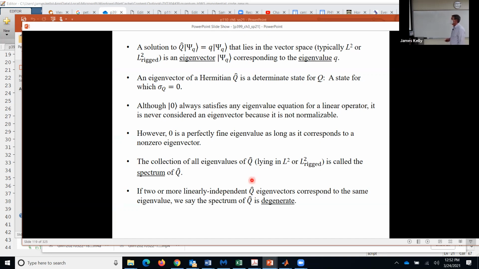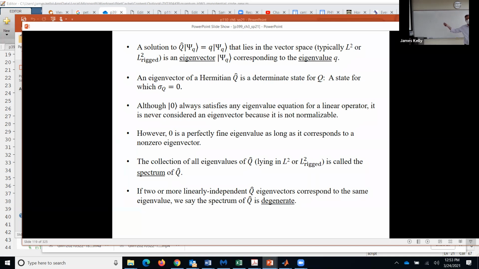And then finally, sometimes you'll find that corresponding to a particular eigenvalue, there's more than one linearly independent eigenvector. That's a case where we would say the spectrum is degenerate, or that's a degenerate eigenvalue, if there's more than one linearly independent eigenvector corresponding to it. That would be like the case where we said for each energy for the free particle, there were two states that corresponded to it.